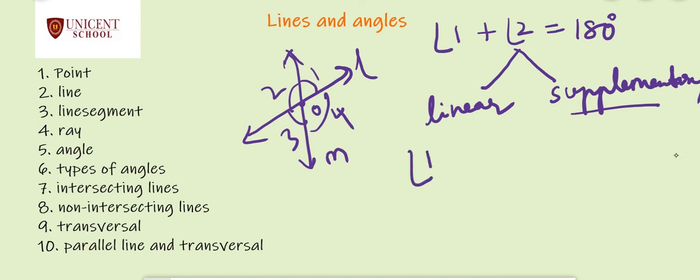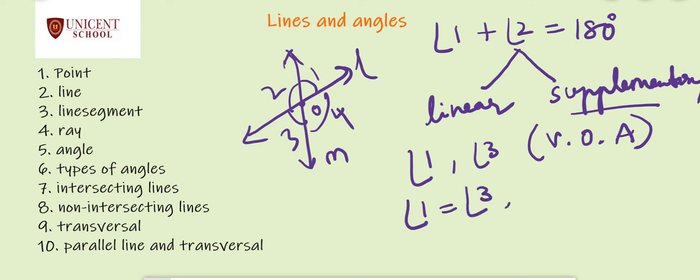And angle 1 and angle 3, they are called as vertically opposite angles. And they are always equal. This is one pair of vertically opposite angles, and another pair is angle 2 and angle 4. They are also equal. So this is how we get two angles, that is vertically opposite angles and a linear pair or supplementary in the case of intersecting lines.